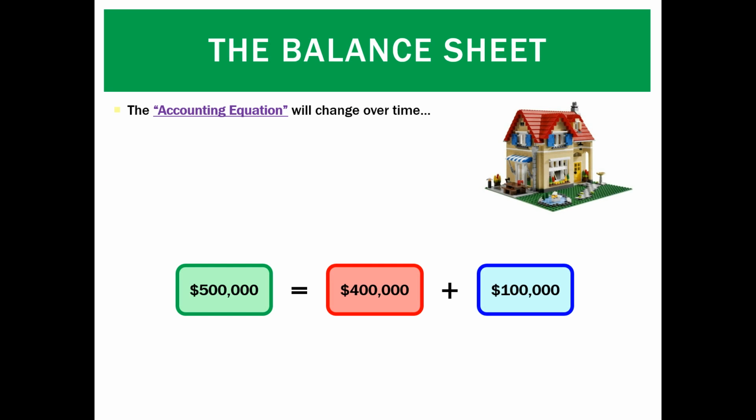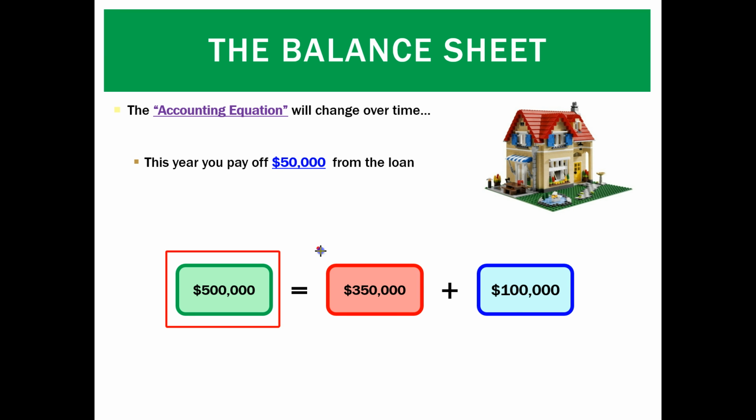Over time, that's going to change. What's going to happen? You're going to pay back the loan. So this year you pay back $50,000. So the house is still worth $500,000, but now you only owe $350,000. Well, that doesn't balance now. We've got a fundamental problem here because I've got $500,000 on this side and $450,000 on that side. So as you pay your debts off, your equity in the house is going to go up. So that $100,000 should really change to $150,000.